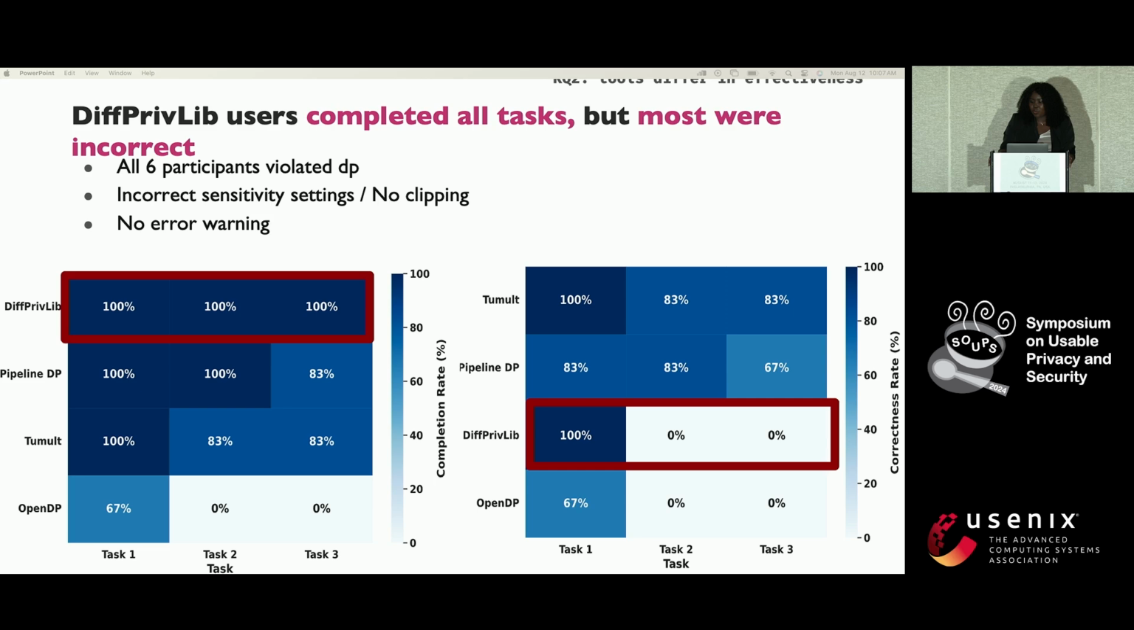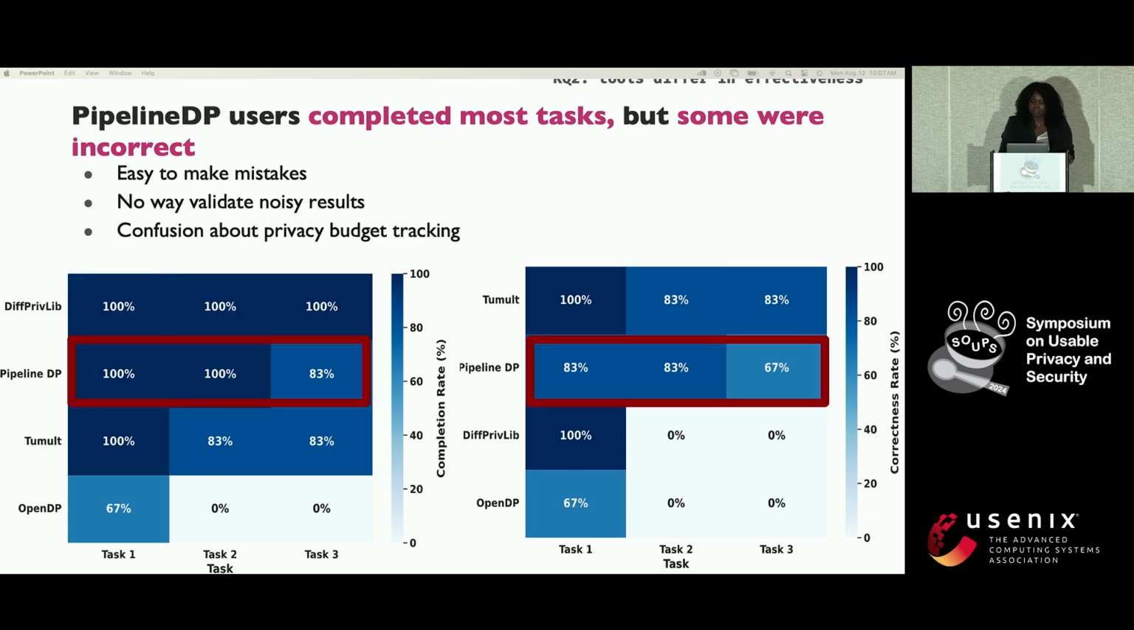There was one expert who thought hard about the sensitivity, but failed to use the right function in DiffPrivLib that enforces the sensitivity bounds by clipping. And similar mistakes were seen with PipelineDP, where DP was violated due to simple errors, like a participant using strings instead of an integer to group keys in a histogram. And this produced unreasonable noisy results, like negative numbers, which was confusing to participants.